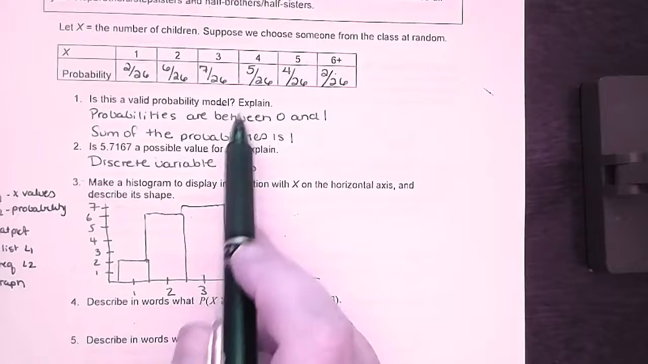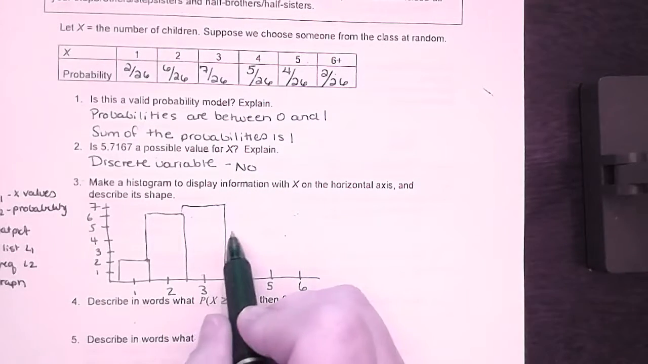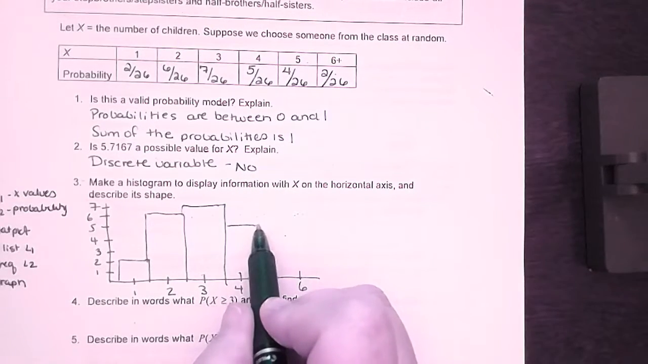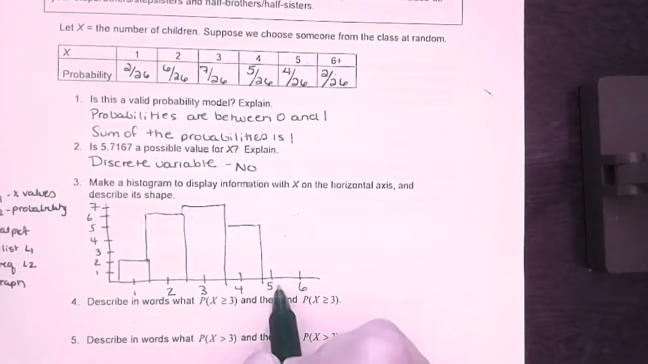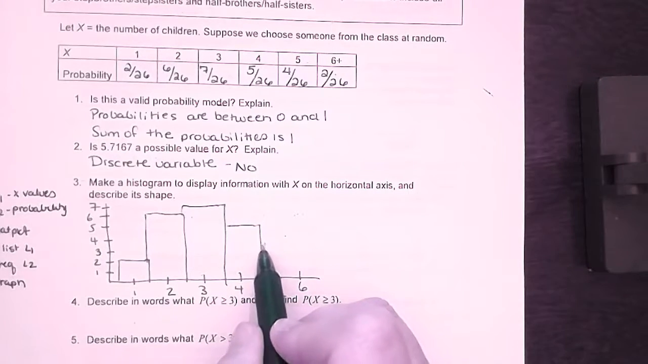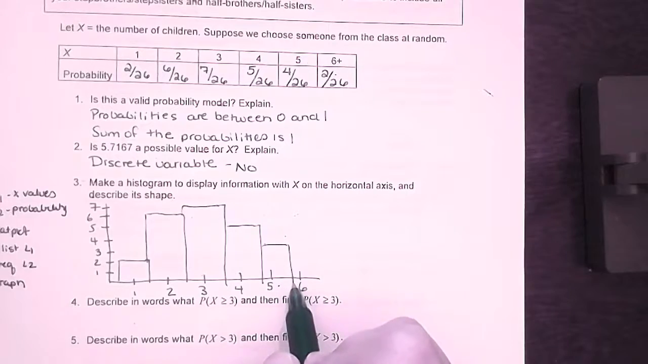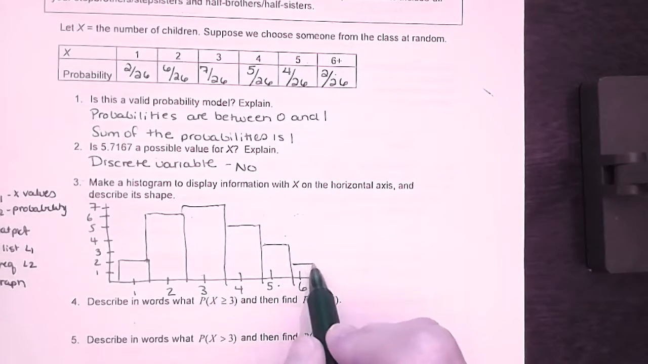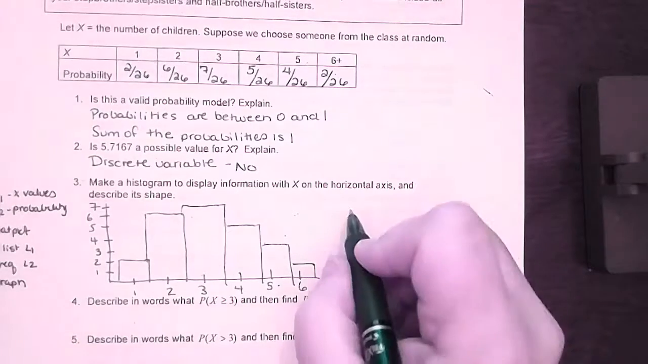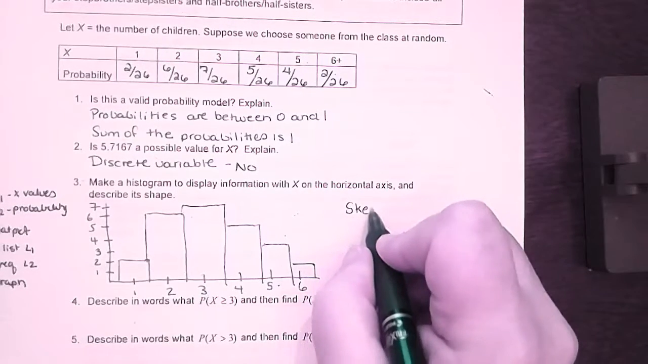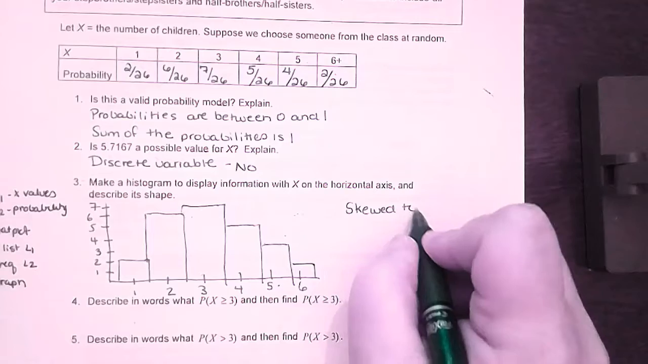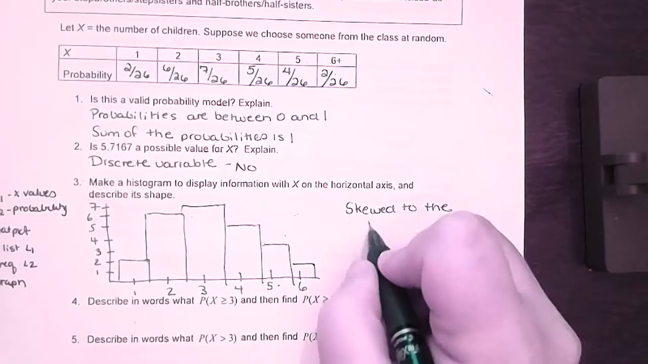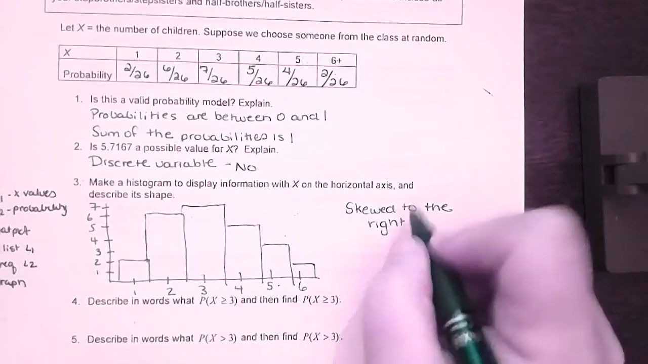Then for 4, we had 5. For 5, we had 4, so I go down a little bit. And for 6, we have 2. It's not perfect, but let's talk about the shape. It's a little bit skewed to the right, and there's a single peak at 3.